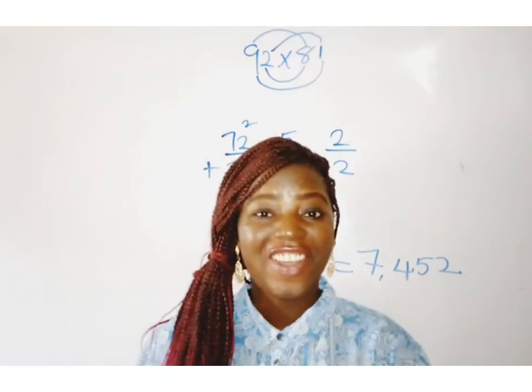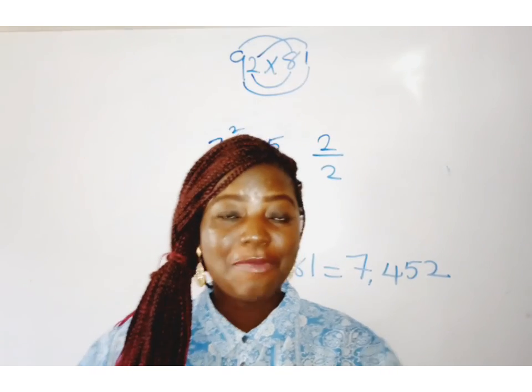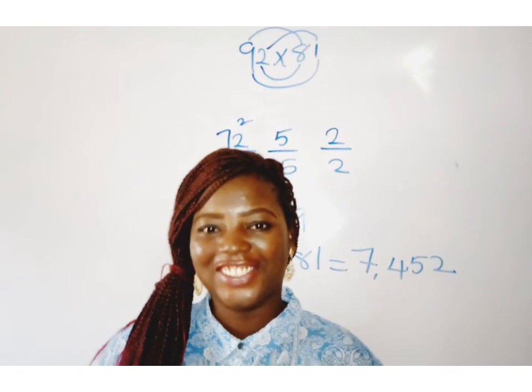So I hope with all this my explanation, you can now multiply 2 digits without using a calculator.